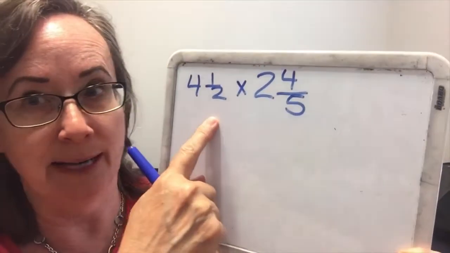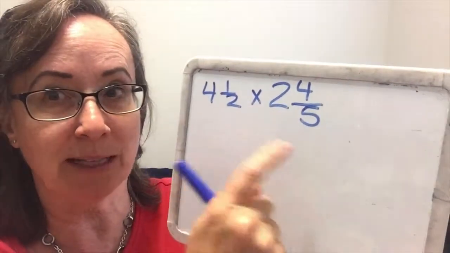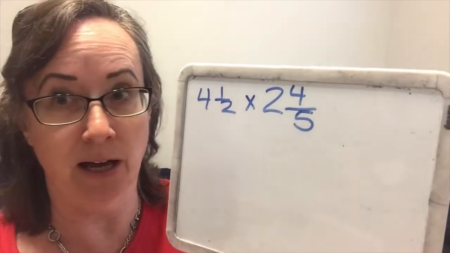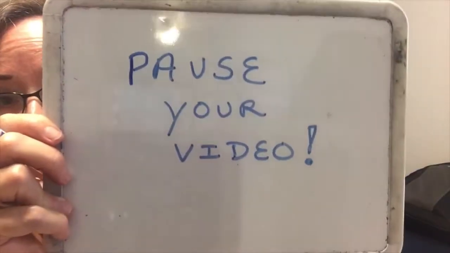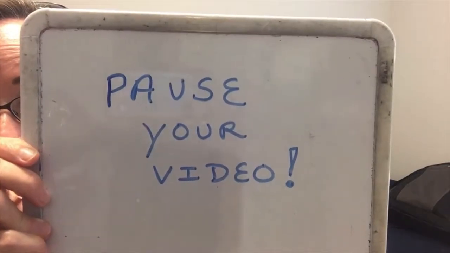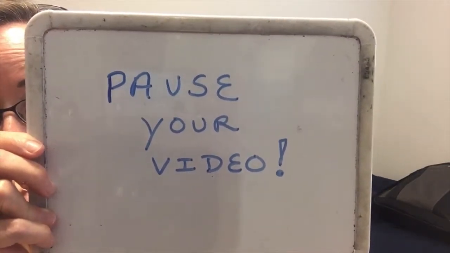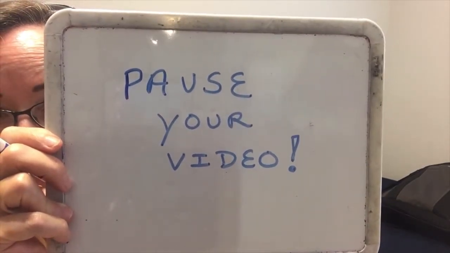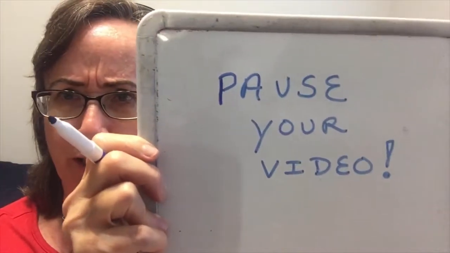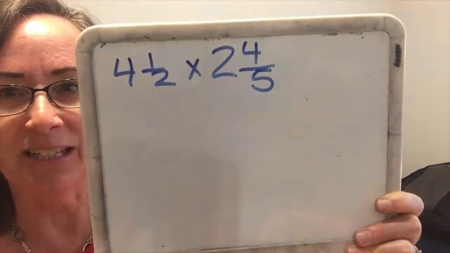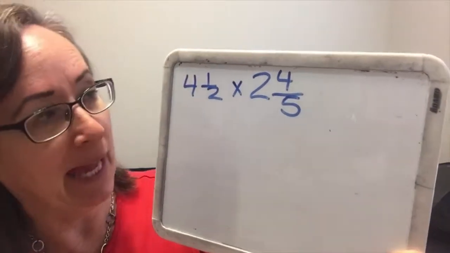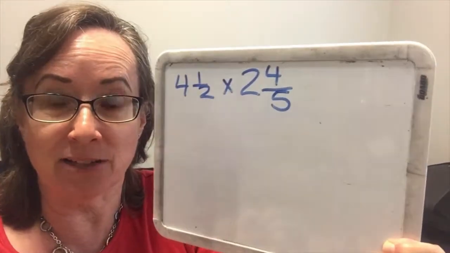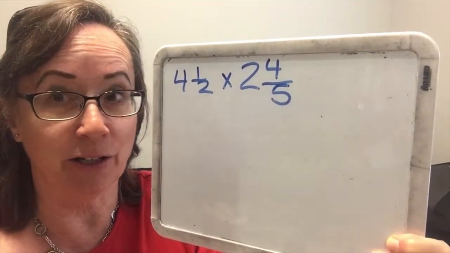So remember, hint, hint, when we're going to multiply mixed numbers, we first have to turn them into improper fractions. So pause your video and do that problem by yourself before you come back and let me see if your answer is correct. Pause your video now. Pause your video. All right, so here is our problem, and we're going to work it together, and hopefully it will match the answer that you already have down on your paper.